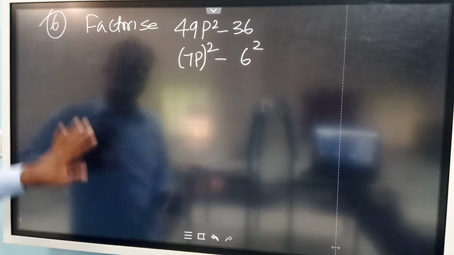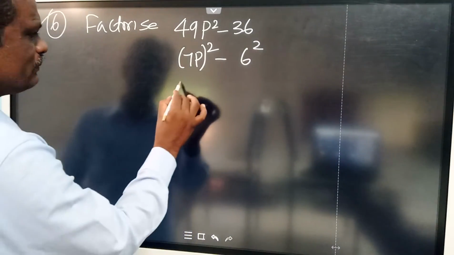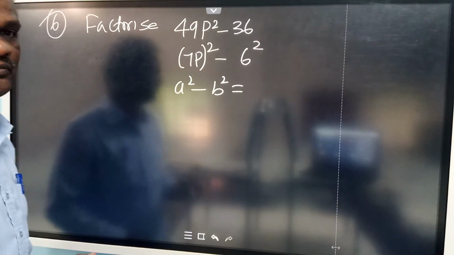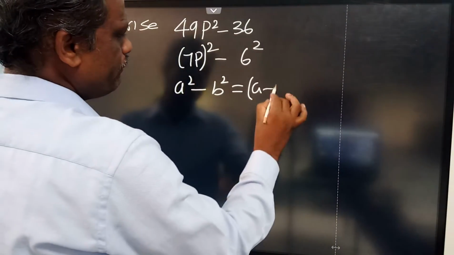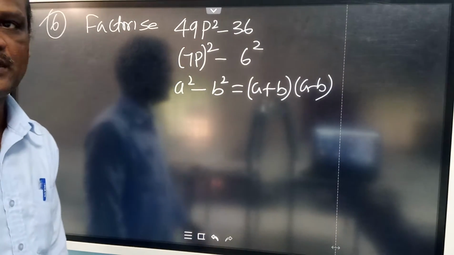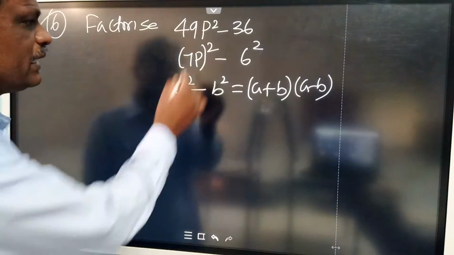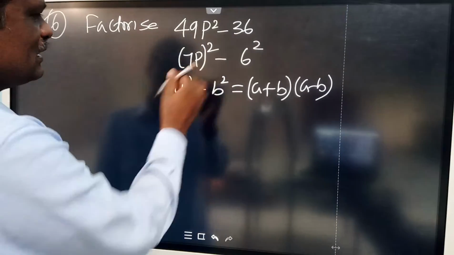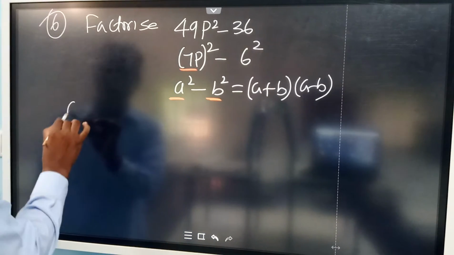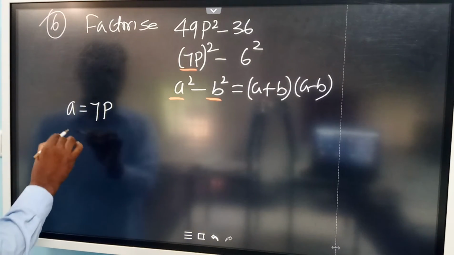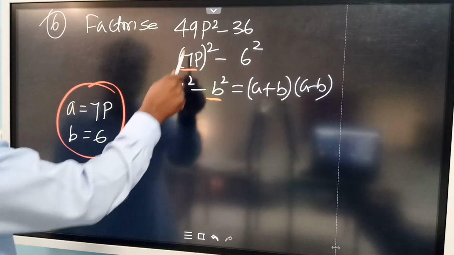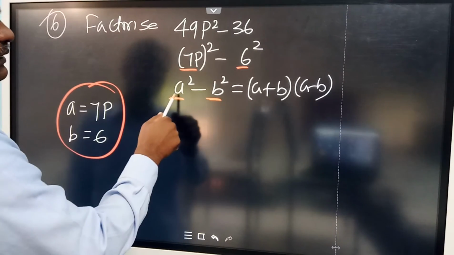Now, just you can write the formula. This is the form of a square minus b square. So now what is a square minus b square factorization? It is a plus b into a minus b. So now compare, what is the value of a? Comparing these two, the value of a is 7p and b is 6. So after comparing this, you will get a is equal to 7p and b is equal to 6.